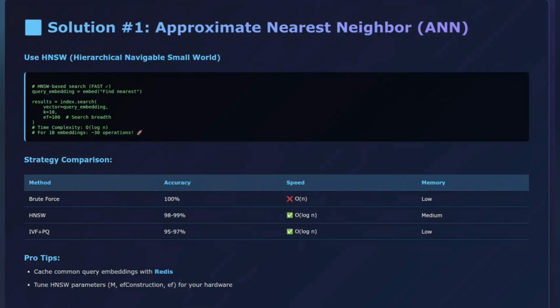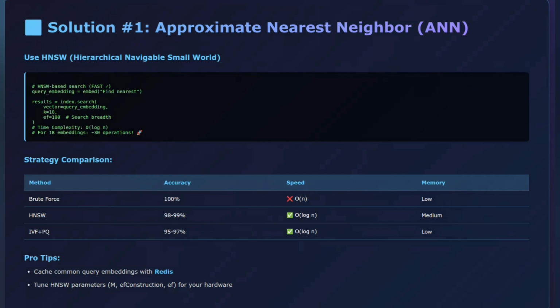Okay, enough doom and gloom. Here's how you actually fix this. The solution is Approximate Nearest Neighbor Search, or ANN for short. The key insight: you don't need the exact nearest neighbors, you need the approximate nearest neighbors really fast.